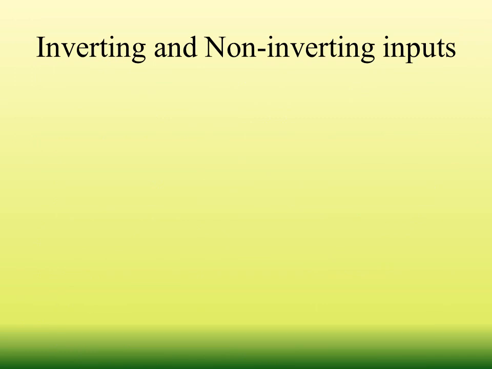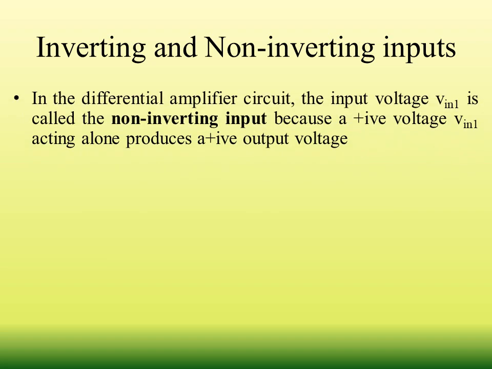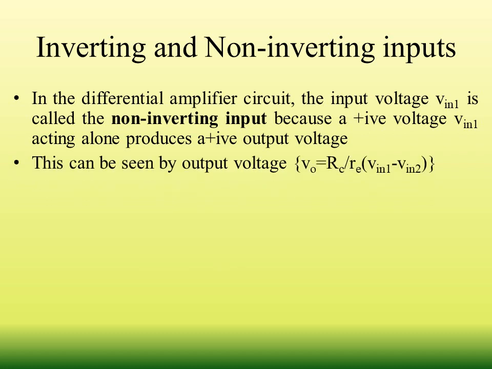So now inverting and non-inverting inputs. In the differential amplifier circuit, the input voltage VIN1 is called non-inverting input because a positive voltage VIN1 acting alone produces a positive output voltage. This can be seen from the formula below. We note if we keep VIN2 equal to 0, then the output voltage is always positive, as VIN1 is positive. So this end is always termed non-inverting input.